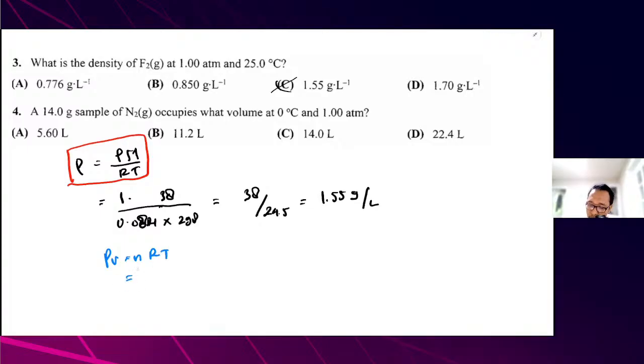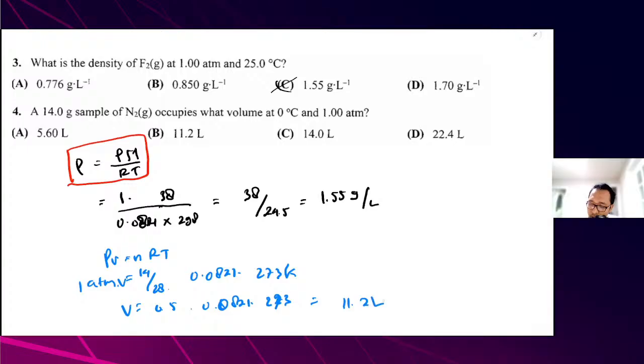So 14 divided by the molar mass of N2, which should be 28, and then R is 0.0821, T will be 273 Kelvin, and P will be 1 atm, and then we have V. After we calculate all of them together, we end up with around 11.2 liters.